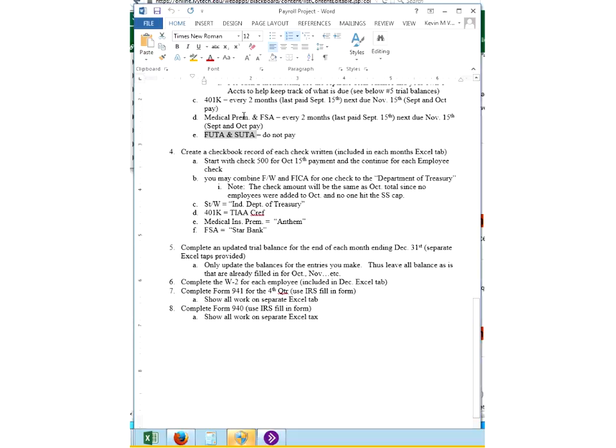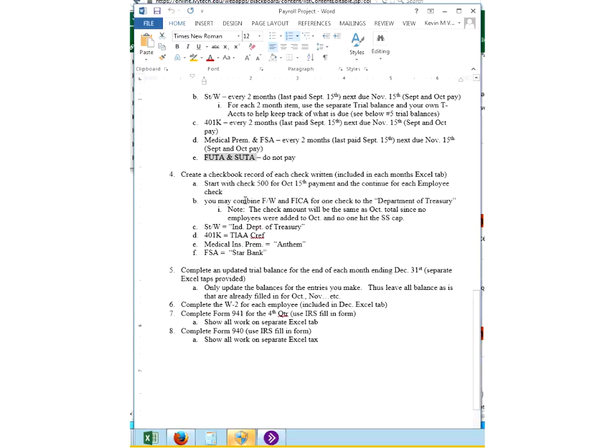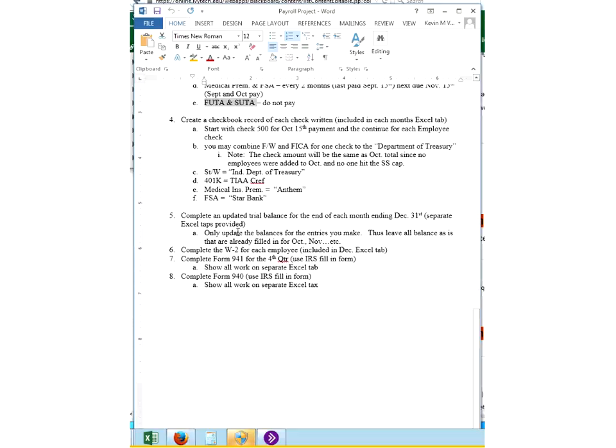And then every time you do make a payment, whether it's to an employee for their paycheck or you're paying one of these, I want you to go ahead and make a note on that. I have a space set up in the Excel as well to show a little checkbook summary. And I want you to keep track of every check you wrote, just like you would if you were an accounting firm. So I'm trying to make this as real life as possible.